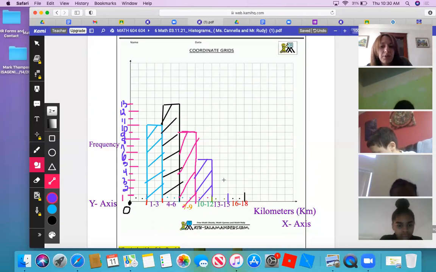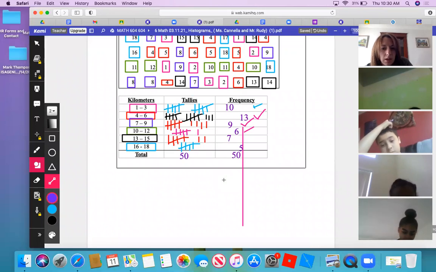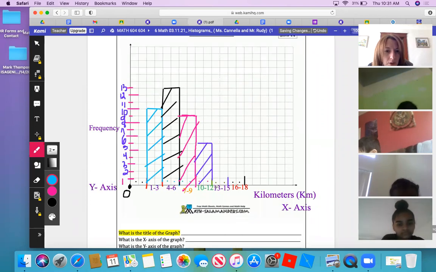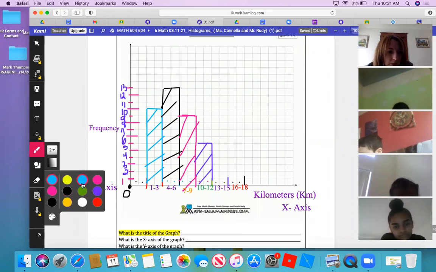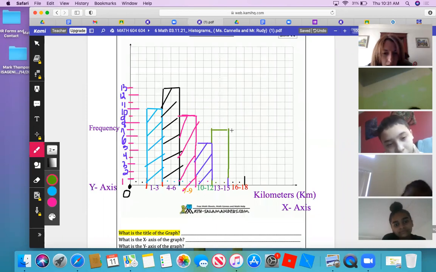How about 13 through 15, Rameses? How many times does 13 through 15 show up, sir? 7. Good. So 7, right, Rameses? So I'm going to go up to 7 here. I'm going to use green. I'm going to go 13 to 7. I'm going to go up to 7. I'm going to go here, and I'm going to follow it down. I'm going to make the line, and I'm going to say that that's 7. Does that make sense so far, guys?